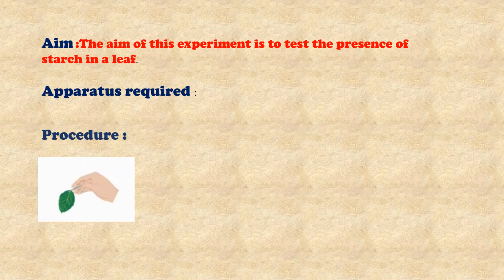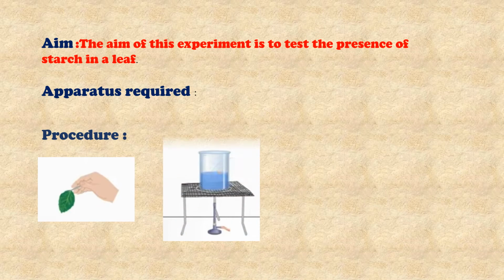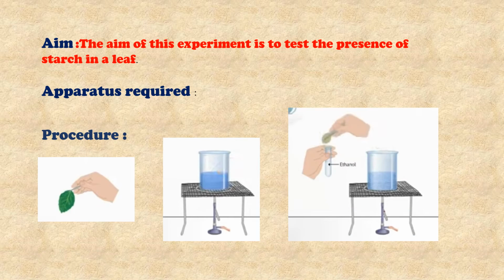Procedure: take a leaf which is well exposed to sunlight. Place the leaf in a half-filled beaker of water and heat it under the spirit lamp. By boiling the leaf, we can easily break down the cell membrane and it becomes more permeable to iodine solution.